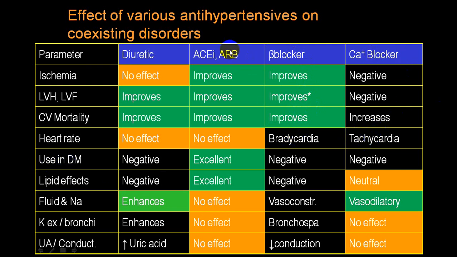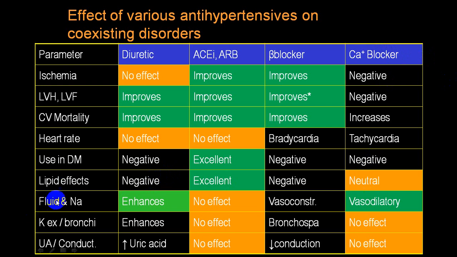In diabetes, the first drug of choice is ACE inhibitor, while you don't utilize diuretic, beta blocker and calcium channel blocker in diabetes. As far as lipids are concerned, again ARB groups are having a pleiotropic effect. So they are better in that particular condition, while diuretics, particularly hydrochlorothiazide, and beta blocker, that is atenolol, are having hyperlipidemia as a side effect, should not be utilized, while calcium channel blocker is neutral.